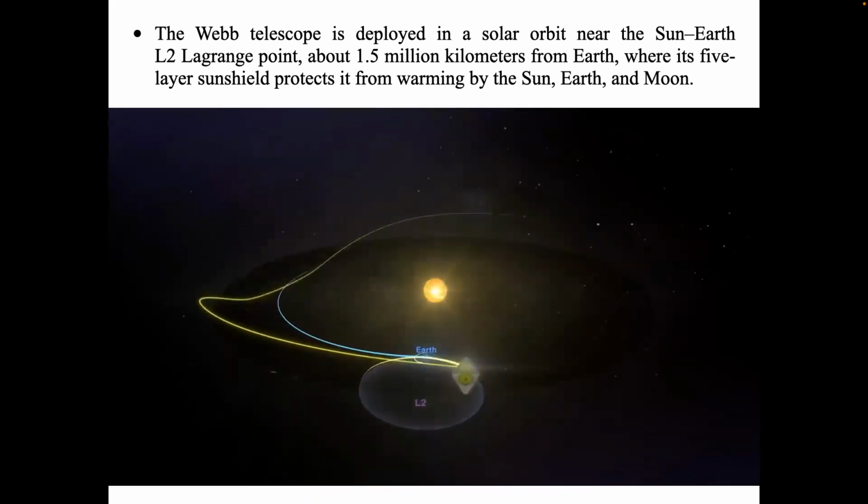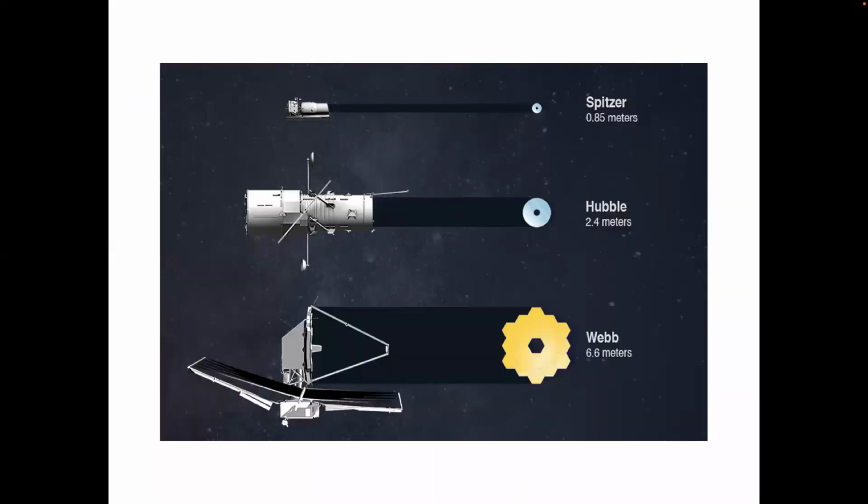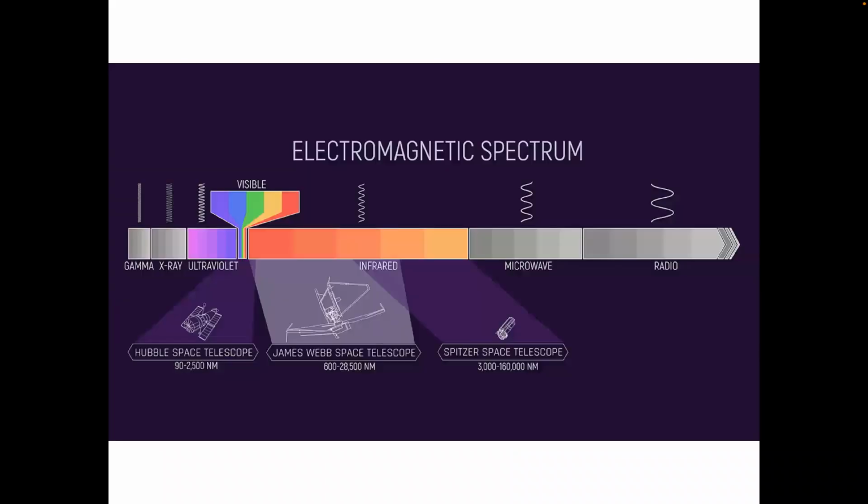So far, so good. This is a comparison of the primary mirror of the Webb Space Telescope with Hubble and Spitzer. This is the electromagnetic window covered by the Webb Telescope, compared to Hubble and Spitzer again. You can see that now we can study a window that before we couldn't.